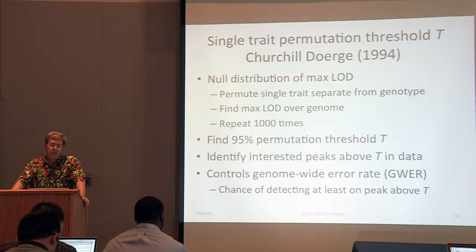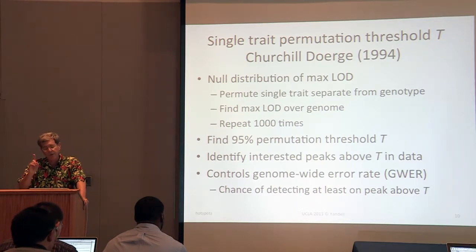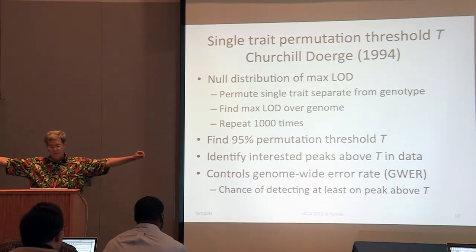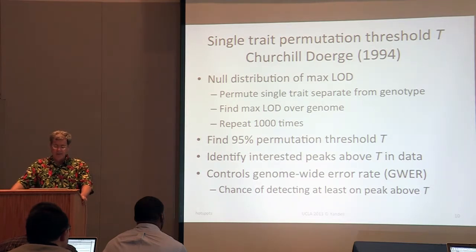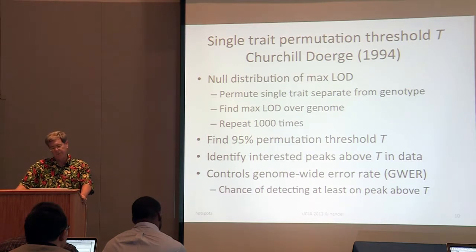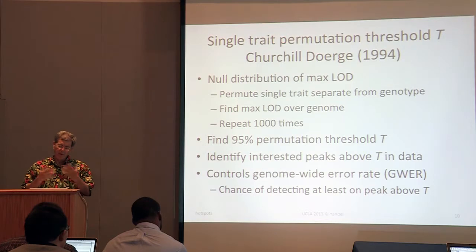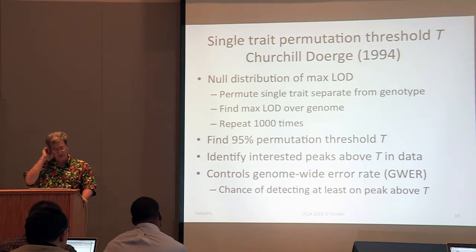So the Churchill and Doerge approach: one trait, you're looking over the whole genome, and you calculate that LOD curve over the whole genome, find the maximum. Now you go back to your data, shuffle the labels. So you permute the single trait, you permute the genotypes relative to the phenotypes, find the maximum LOD, and do that 1,000 times. So you've got your original data and you've got 1,000 permutations. I'll show a picture of this in a moment.